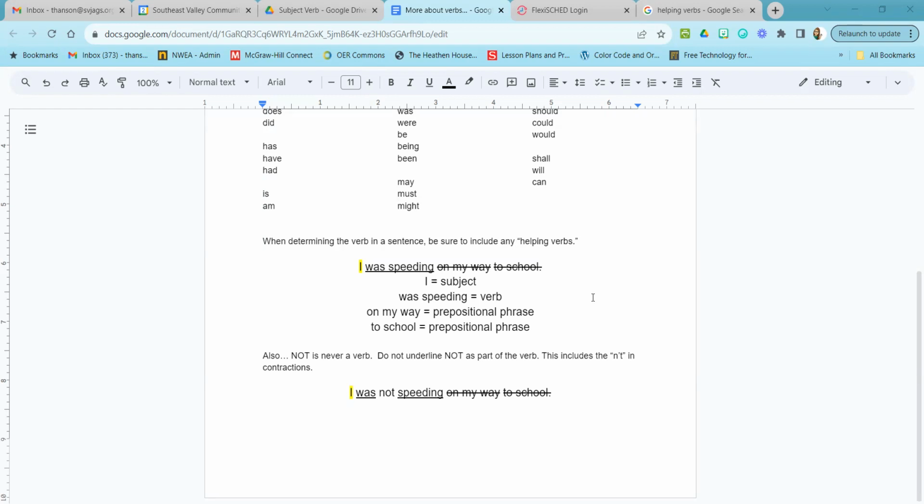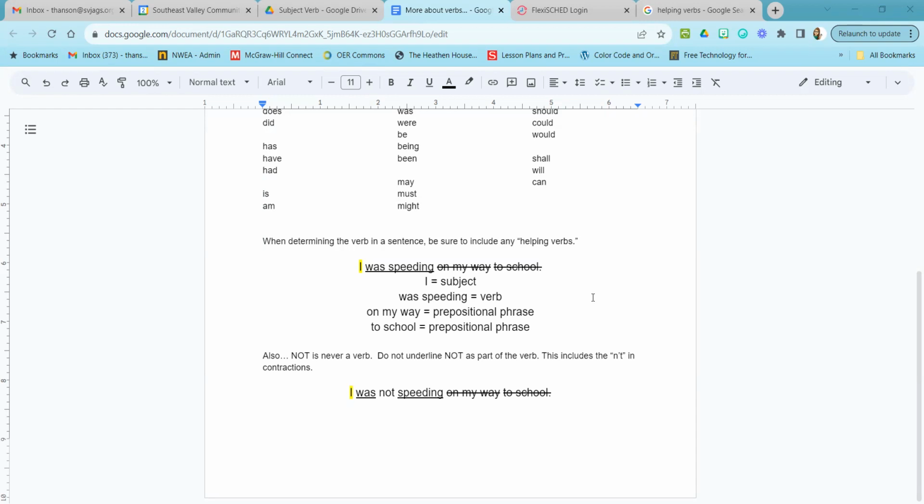Another thing to remember about this is that the word not is never a verb. So we don't want to include that in our verb when we're locating that in a sentence. So don't underline not, and that would also include if you have a contraction in a sentence, the n't, you want to not underline that as well.